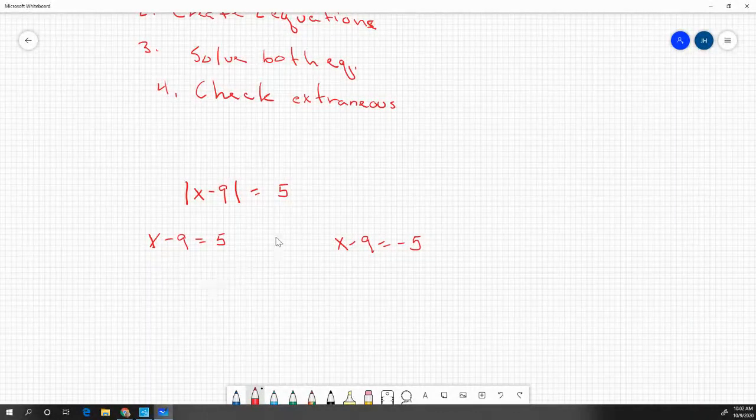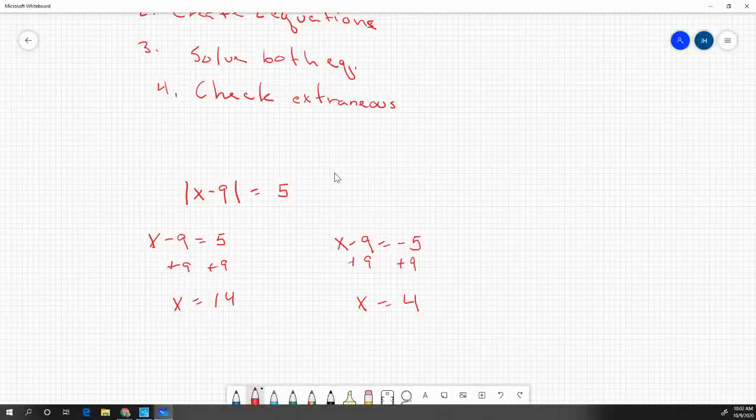And then we're just going to solve both equations. So to solve, I'm going to add 9, and I get x equals 14. And here I'm going to add 9 and add 9, and I'm going to get x equals 4. These are my two solutions.